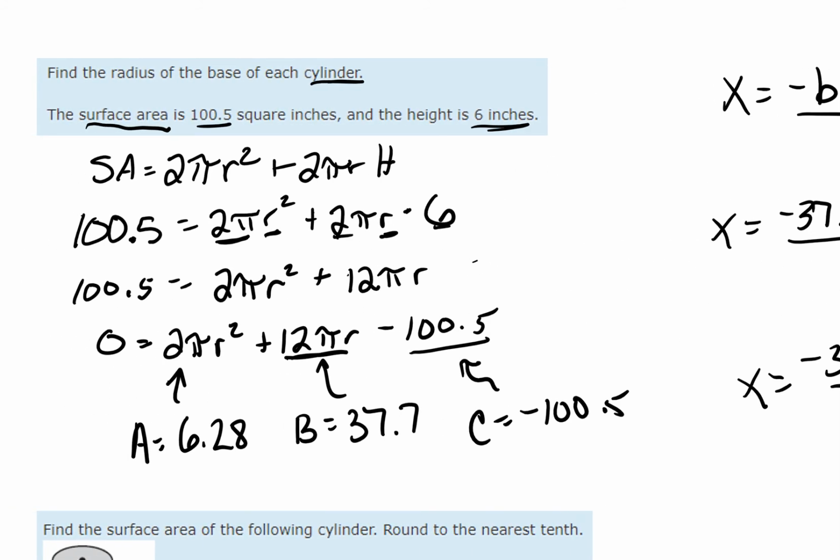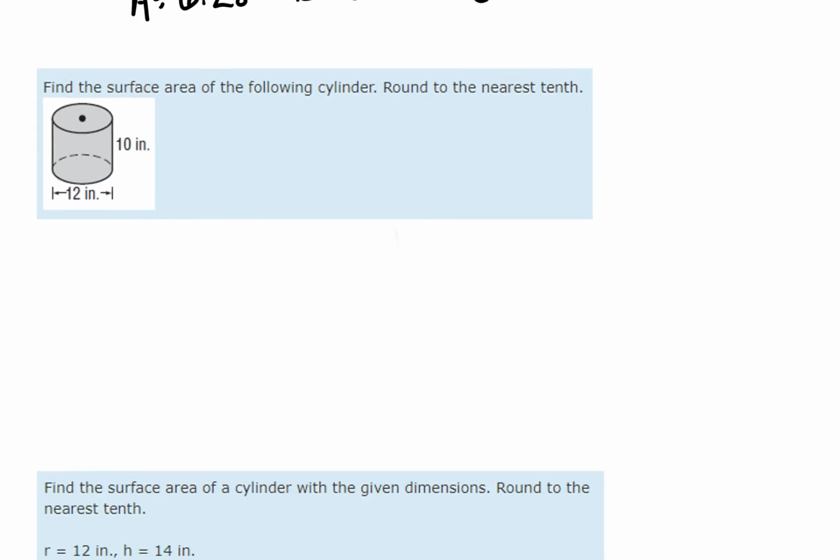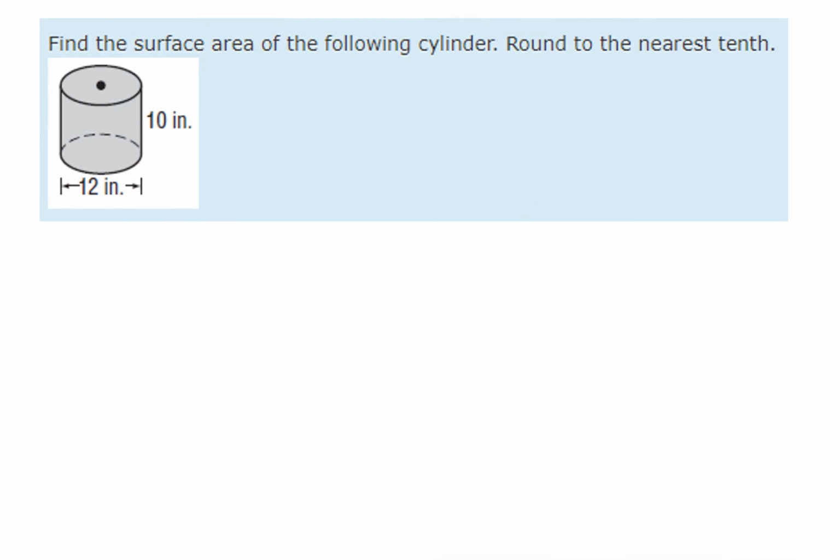I do not believe this type of problem will come up on the normal geometry exam, but it's a good problem for you to see the connections between the algebra and the geometry a little bit. Let's take a step back and do an easier problem. Here's a surface area problem. We're going to round to the nearest tenth.